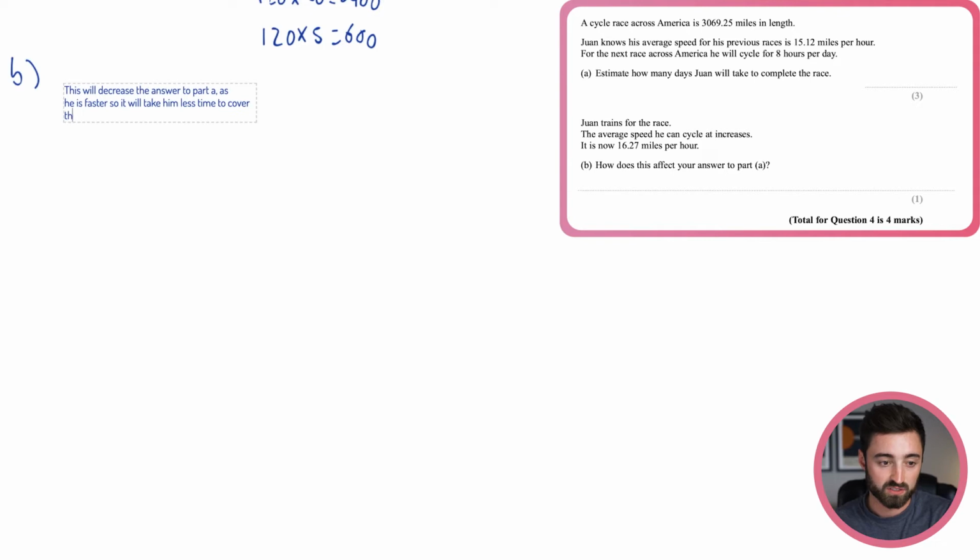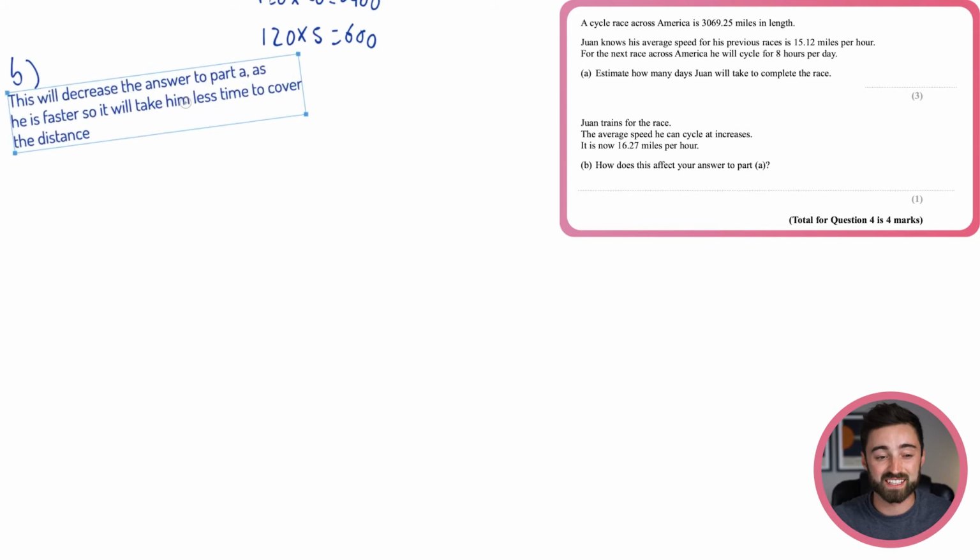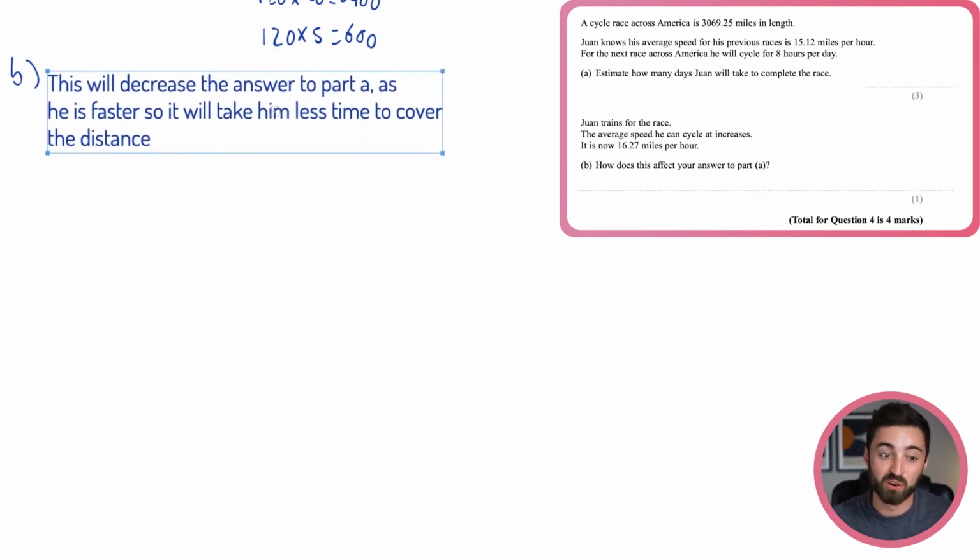Nothing too crazy there. So yeah, the estimation questions can look very scary when you actually see the numbers, but then as soon as you see that word estimate, it just gives you a nice little out.